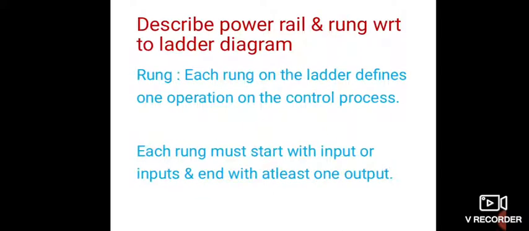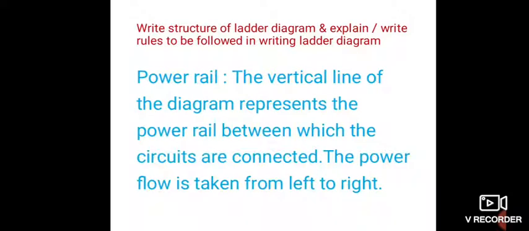Then coming to the rung, whatever circuit we are drawing in between two power rails is known as a rung. Each rung on the ladder defines one operation on the control process. You can refer back to the ladder diagram we have already shown. Each operation in between the two power rails is called a rung. Then next is: write the structure of the ladder diagram and explain, or the question may be: write the rules to be followed in writing a ladder diagram. The same answer can be given here.